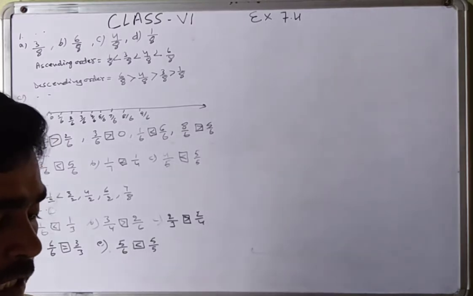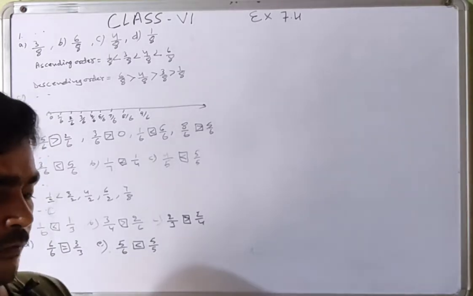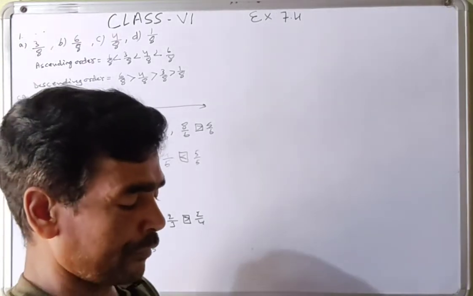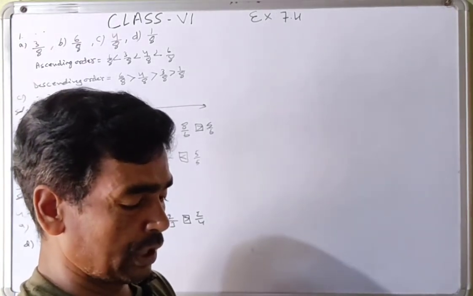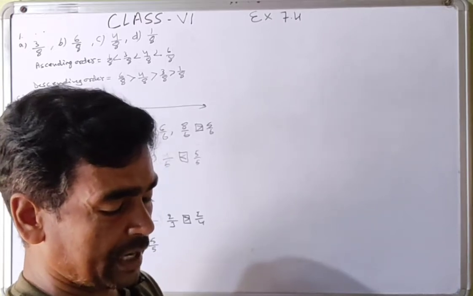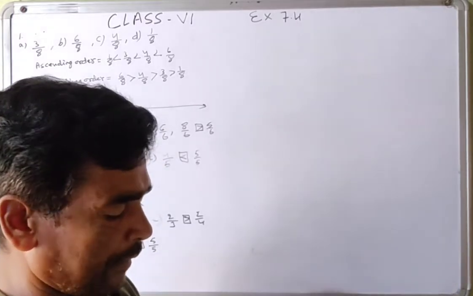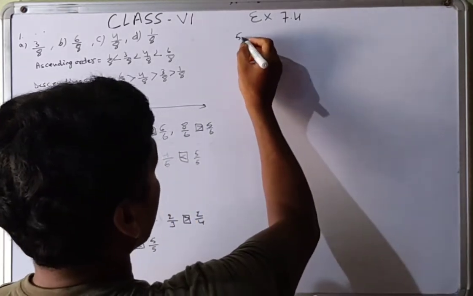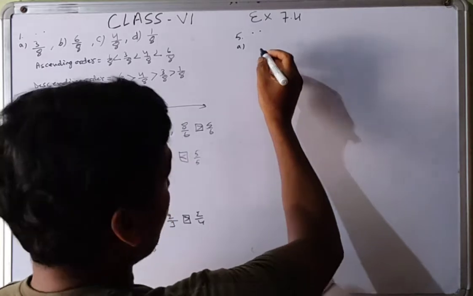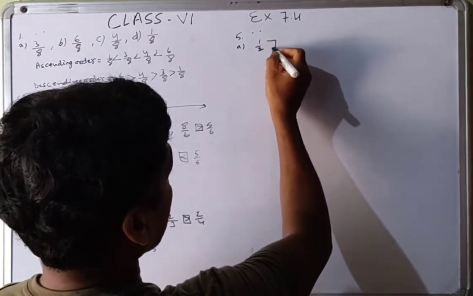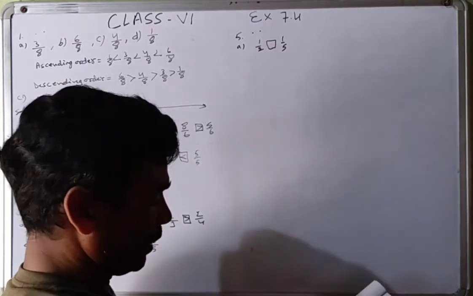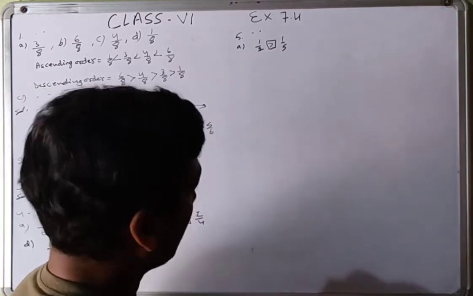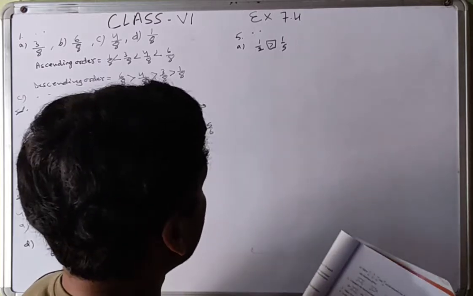Make 5 more such problems and solve them with your friend. You can do this at home. Fifth question: how quickly can you do this? Fill in the appropriate sign: greater, equal, or smaller. A part: 1/2 box 1/5. Which is greater? 1/2, because this denominator is smaller and the numerators are the same.